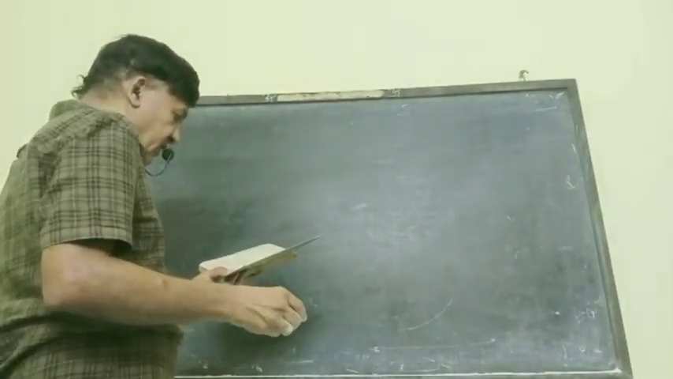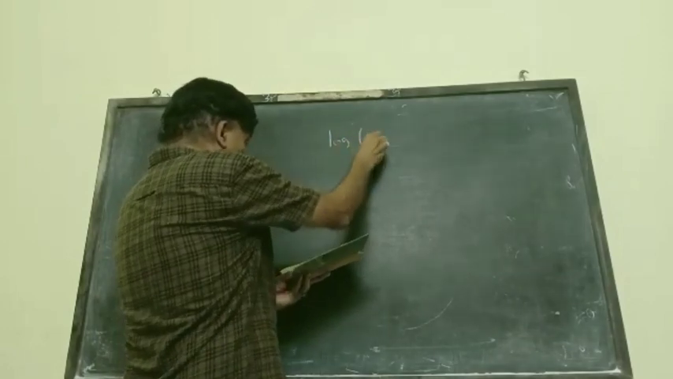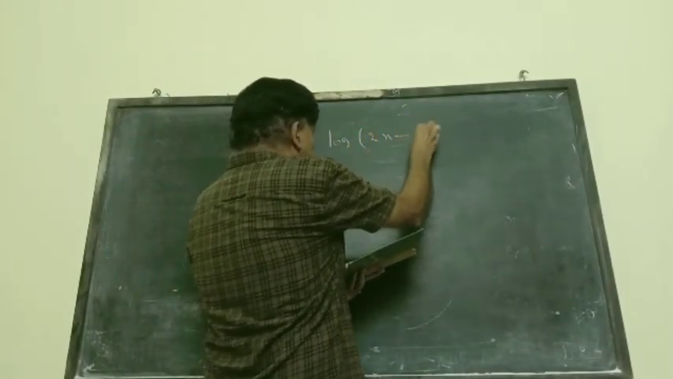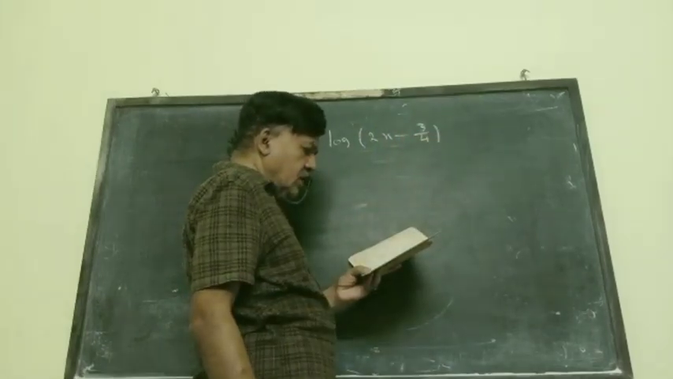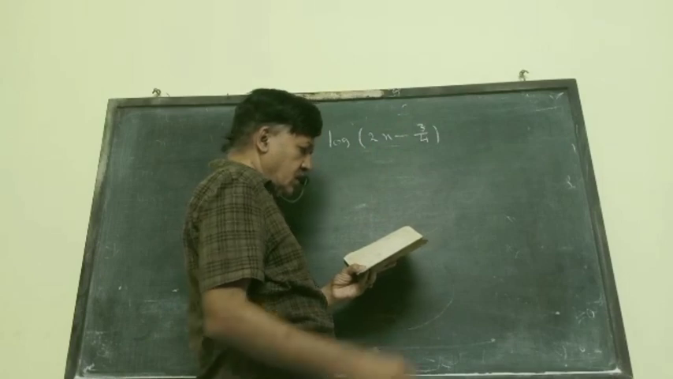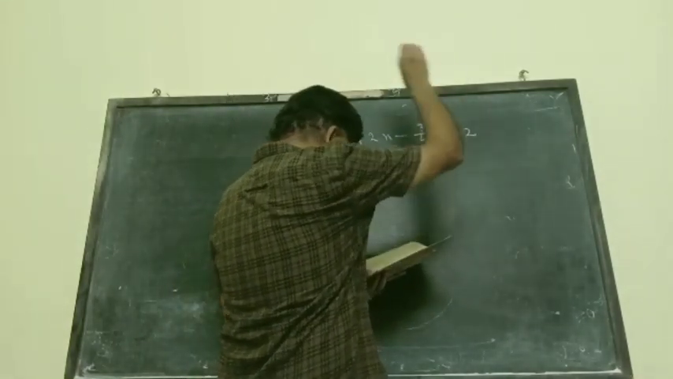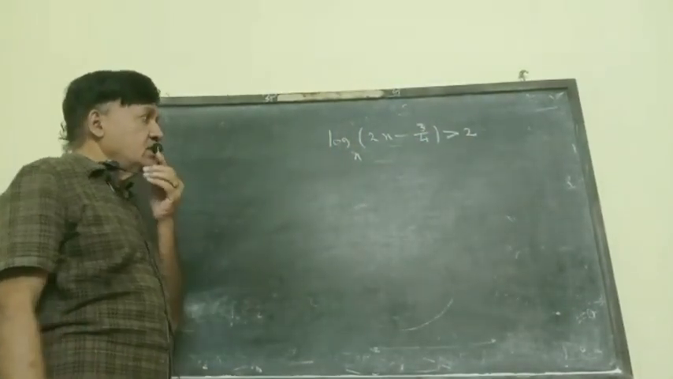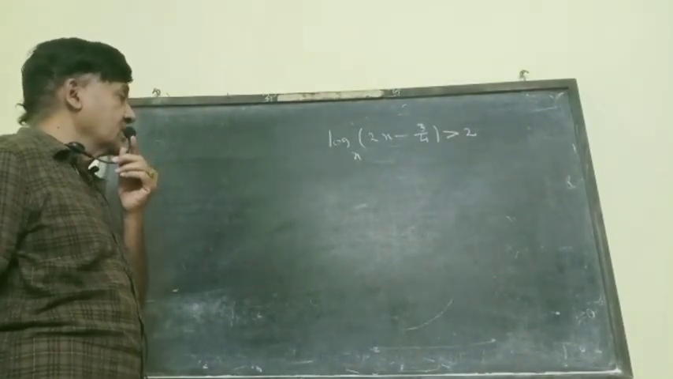See, the next problem is log of (2x - 3/4) to base x greater than 2. Log of (2x - 3/4) to base x greater than 2 is our next question.